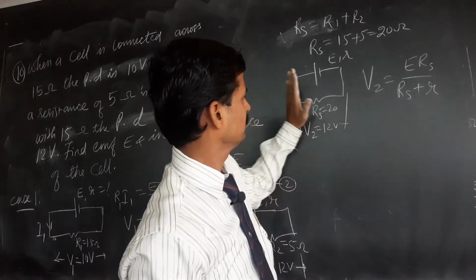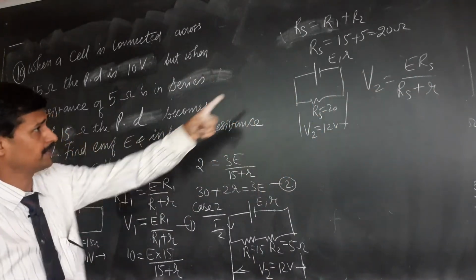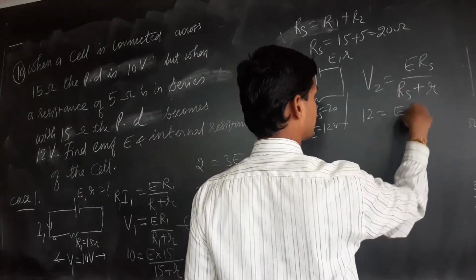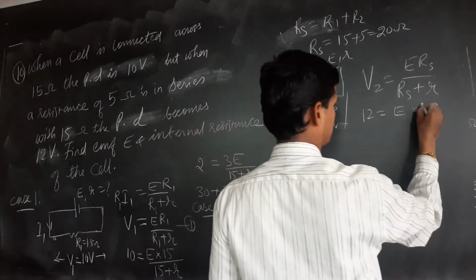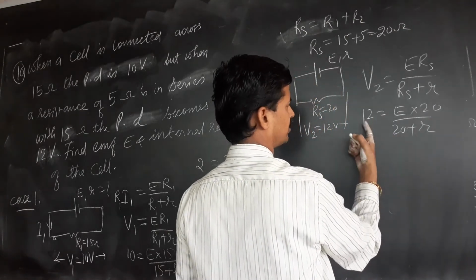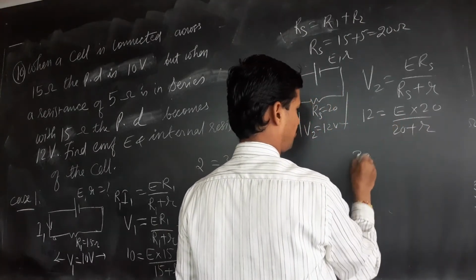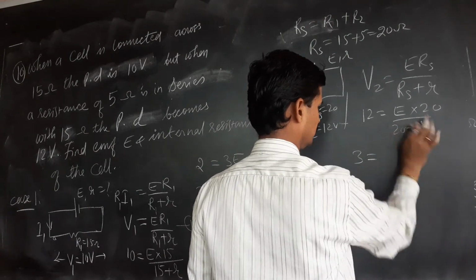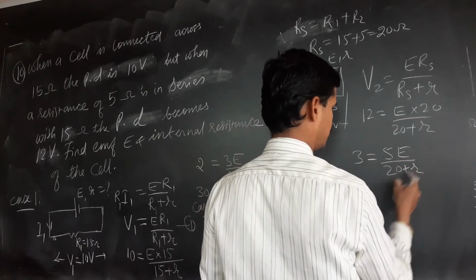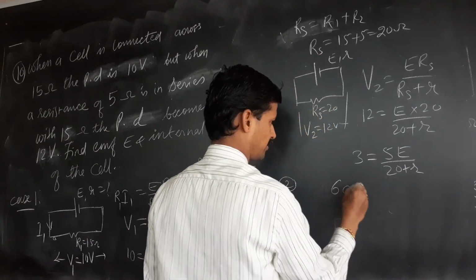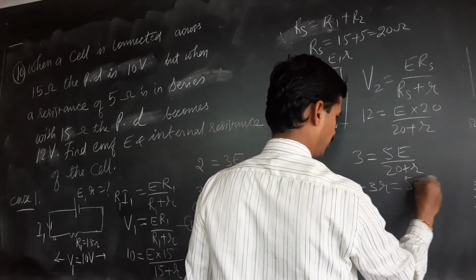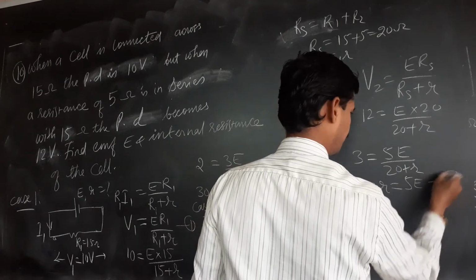How this has come, I will not explain. It is explained here. The same step has been carried out there. What is the second voltage? 12. EMF we do not know. The series combination resistance is 20, 20 plus small r. 4 3s are 12, 4 5s are 20. This 20 plus r as it is, cross multiply. 60 plus 3r is equal to 5E. Call it equation number 3.